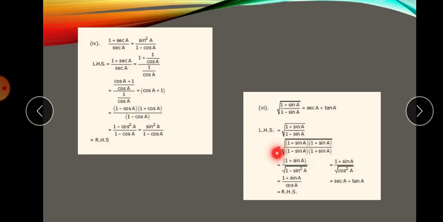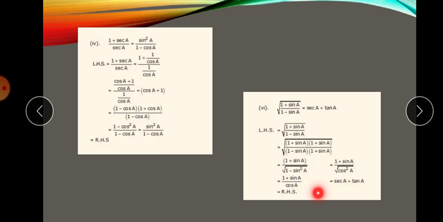Then what is the formula you have to apply here? Root over 1 plus sin A whole square. Square and root will get cancelled, then 1 plus sin A. Then root over 1 minus sin square A. What is 1 minus sin square A? Cos square A. Square and square root will get cancelled. Then 1 plus sin A by cos A. Then separate it: 1 by cos A is secant, sin A by cos A is tan.